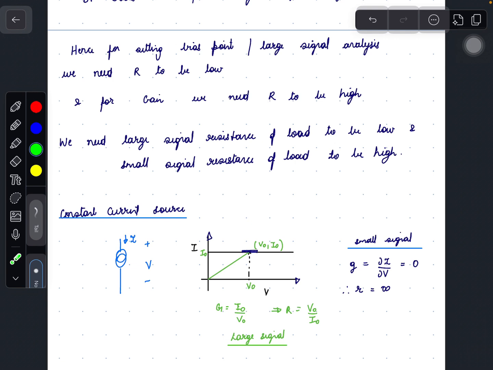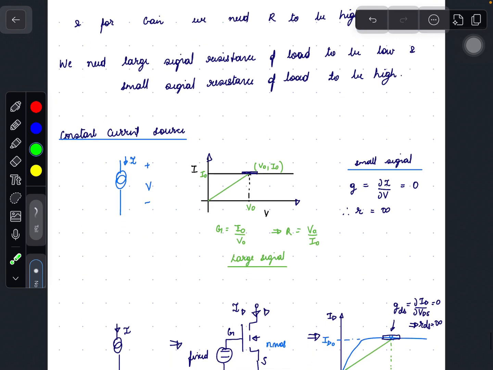Hence, for setting the bias point or large signal analysis, we need R to be low, and for increasing the gain, we need R to be high. So we need the large signal resistance of the load to be low and the small signal resistance of the load to be high. How do we get this? This can be obtained by using a constant current source as load.